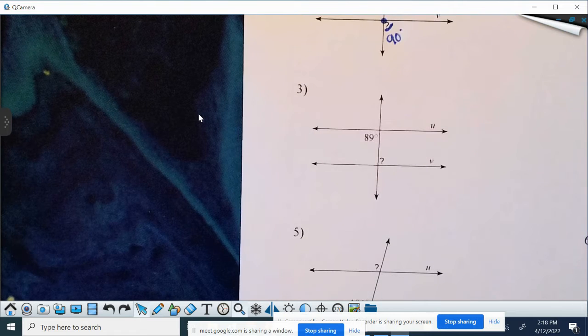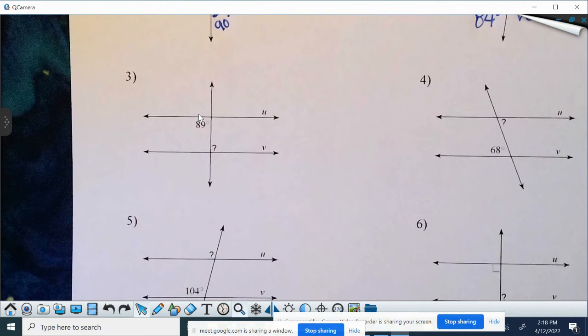Number 3. Oh, sorry, I moved way too far. Getting too excited. I got more screen than I thought.